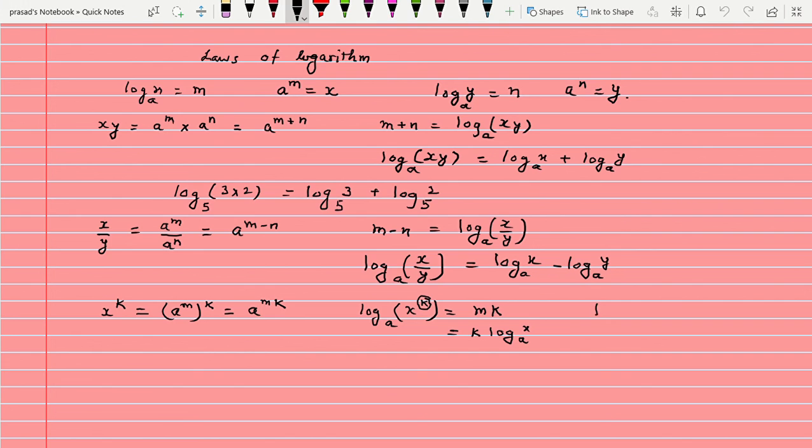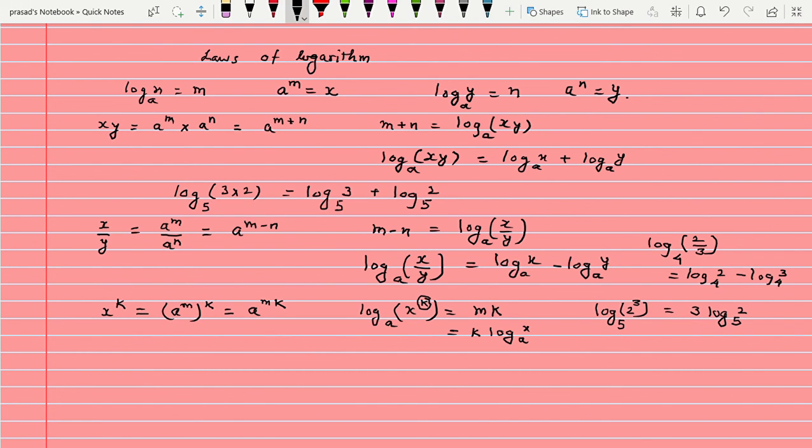Take for example log of 2 cube to base 5. So I can get this power 3 down and multiply the logarithm. That means 3 into log 2 to base 5. Similarly, for the second law, take for example, I have got log 2 upon 3 to base 4. How I'll write it? Tell me. Yes, using the law, it will be log of 2 to base 4 minus log 3 to base 4.